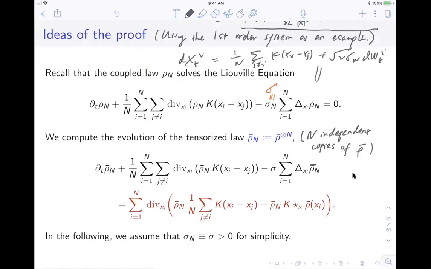As I said, we are starting from the Liouville equation. From the particle system, we can use the Ito formula to write the evolution of rho_N. So using the Ito formula, you can get that. And the expected limit is just partial_t rho bar plus the aggregation diffusion type equation.